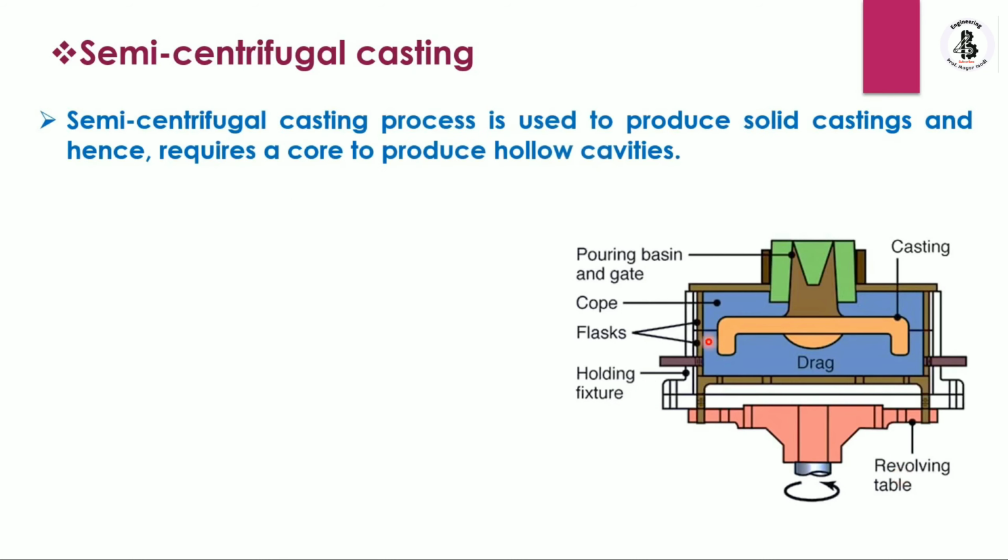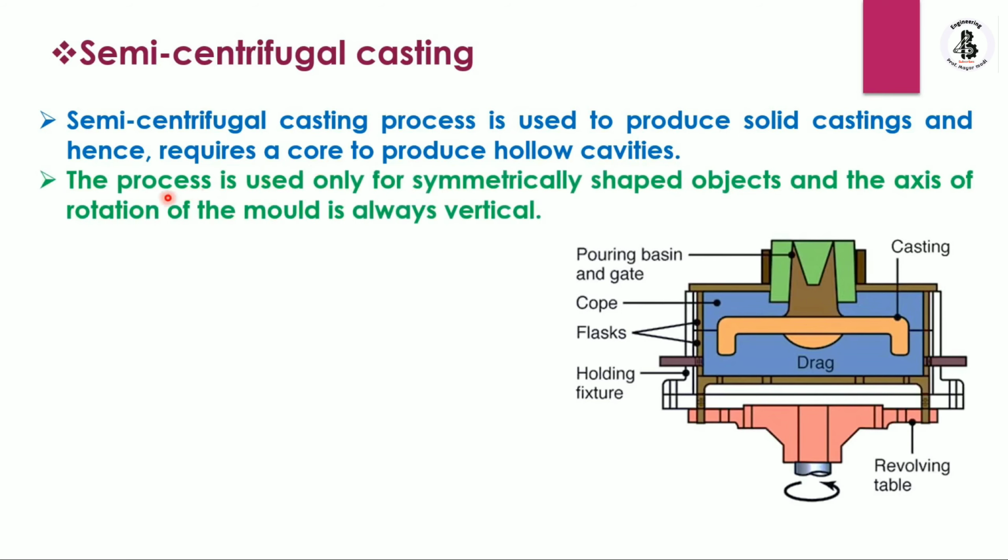The semi-centrifugal casting process is used to produce solid castings, and hence it requires a core to produce hollow cavities. That depends upon my requirements. If you want to make a hollow casting, you can, but you have to prepare a core. The process is used only for symmetrical shaped objects, and the axis of rotation of the mold is always vertical. There is no possibility of a horizontal axis. So the semi-centrifugal casting process always works with a vertical axis.